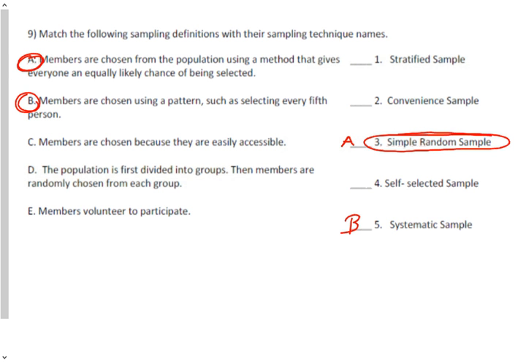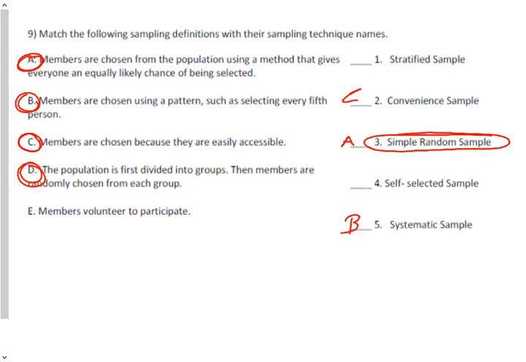Now, C. Members are chosen because they are easily accessible. This is kind of in the name. It's called the convenience sample. This one would be you're surveying people that are coming out of the cafeteria at lunch. It's probably the most often used survey in schools. However, it's a convenience sample because you're only choosing people that are coming out of lunch because they're easily accessible to you.